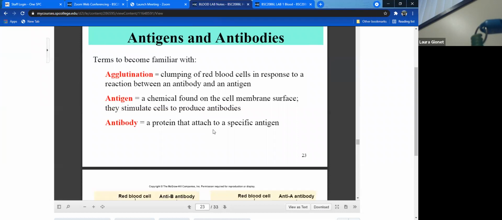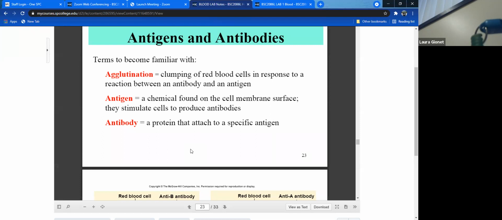Okay, so antigens and antibodies, we have to know what this stuff means. Agglutination is an antigen-antibody reaction. It's when you see the blood actually kind of curdling and clumping, and it means that antibodies have found a corresponding antigen to bind to. An antigen is a chemical compound found on a cell surface. It is unique to these cells and to different classes of cells. Viruses have certain types of antigens, and bacteria too, a chemical marker essentially on the cell surface.